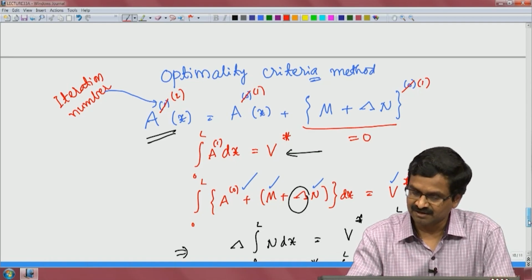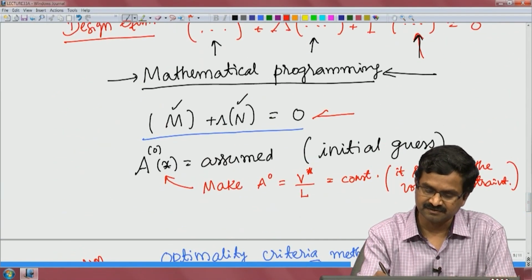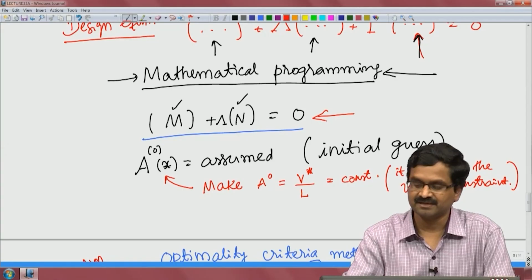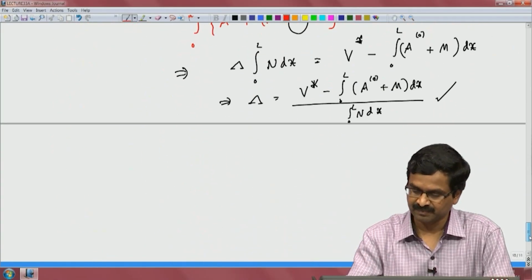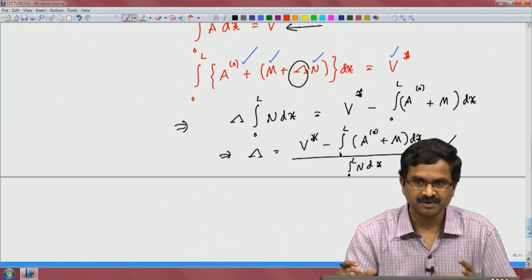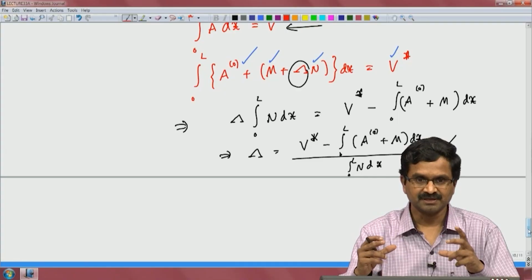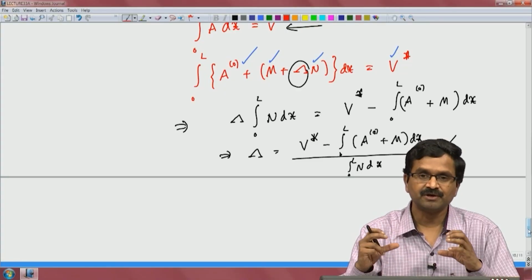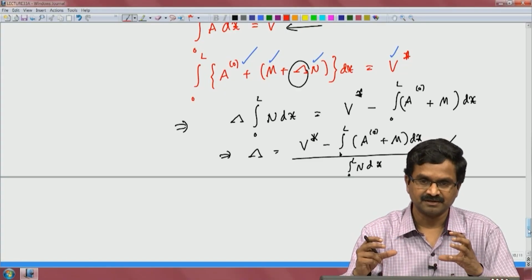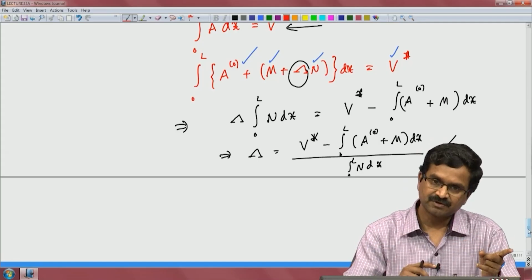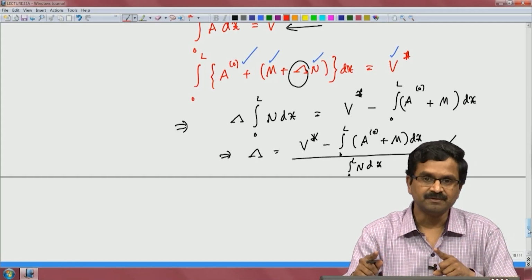That is exactly what was our condition, that m plus lambda n is equal to 0. That is what we do. Okay. That is how the optimality criteria method works in numerical sense, whenever you cannot solve the problem analytically. We had done this for the bar, we will do this for the beam in the next lecture.